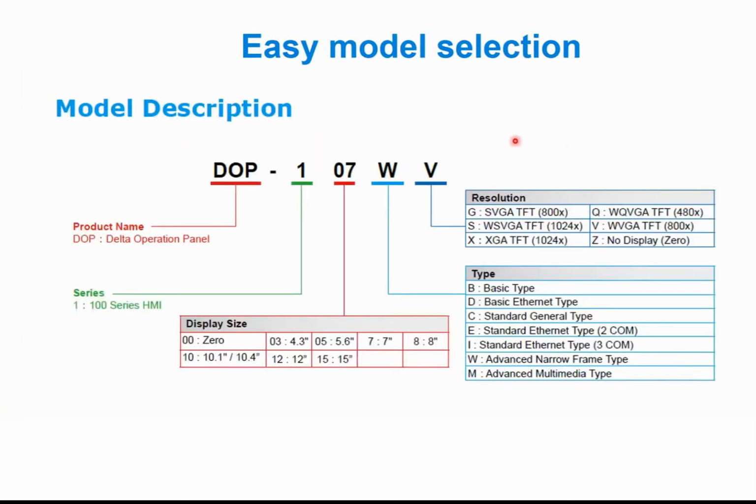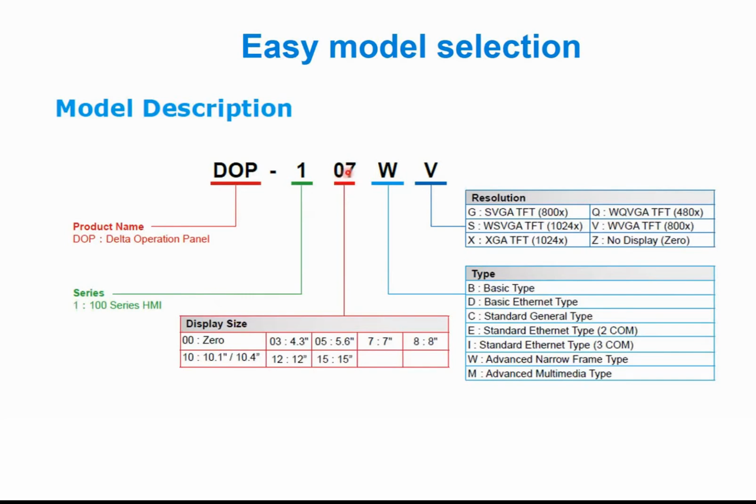And for you to easily select this HMI, we have ordering information. And the models are easy to select. So when you see our HMI, the name looks like what you could see here. So the first group of the model name stands for the product name. As you can see, DOP stands for Delta Operation Panel, and this stands for the series. This HMI, we call it W100 series. Like I told you, we also have the W series, and just like that.